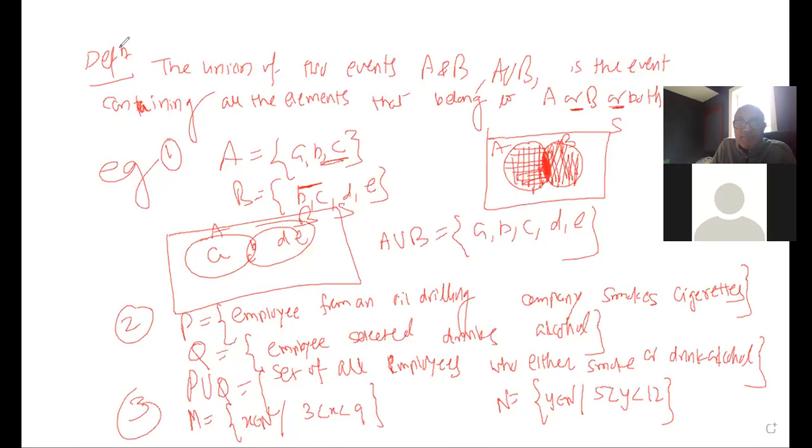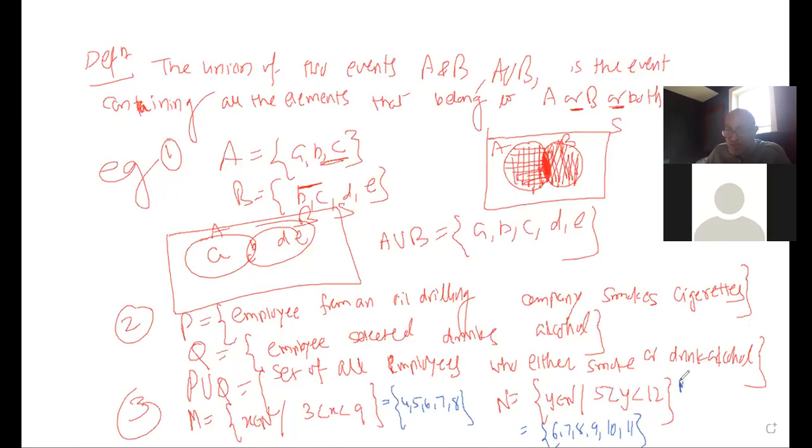So naturally, what are the elements over here? 3 is exclusive, 9 is exclusive. So in the set of natural numbers, we have 4, 5, 6, 7, and 8. And for N, 5 is exclusive, 12 is exclusive. So 6, 7, 8, 9, 10, and 11. These are the elements.